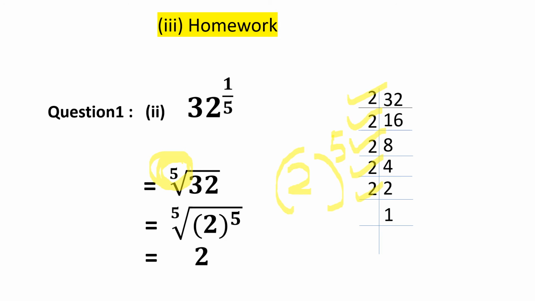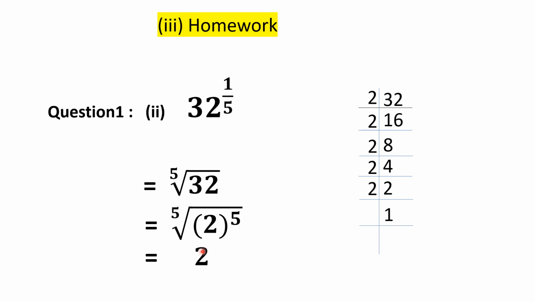So 32 can be written as 2 raised to 5. Now the 5 and the fifth root cancel each other, and 2 is left. So 2 is our answer, right? That is how we find the answer, okay? When you find the fifth root, you have to group into 5. When you find the sixth root, you have to group into 6. Likewise, you have to group it and find it, right?